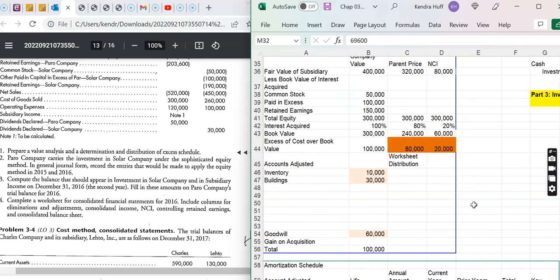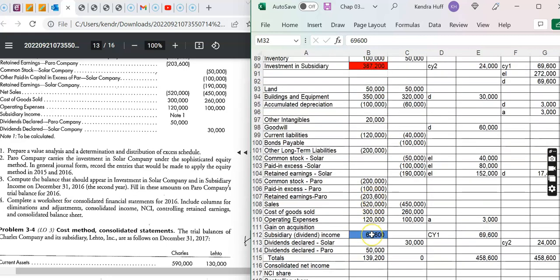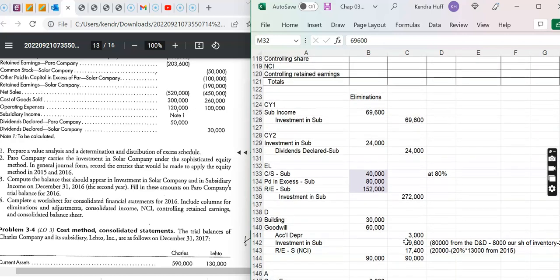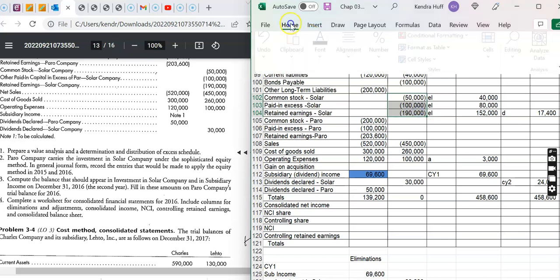So if you go to the worksheet, that's where this $387,200 came from and the $69,600. Okay, so then we had to do the eliminations for 2016, at the end of 2016. So we eliminated the sub income against the investment. Then we reversed the dividends basically, but we did it in dividends declared, the credit side. All right, then common stock, paid in excess and retained earnings at 80%. So it was these numbers right here, but at 80%.